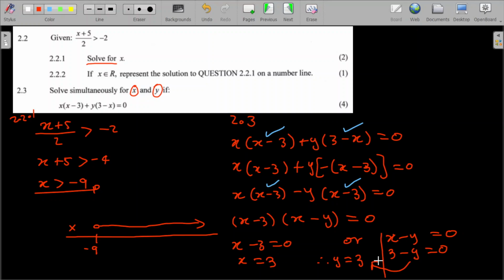So I hope you can see now how to solve this simultaneously. After solving for my 3 here, substitute the 3 into this x and then solve for y. I hope we are still on the same page there.